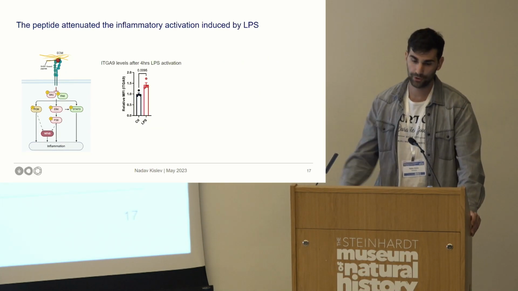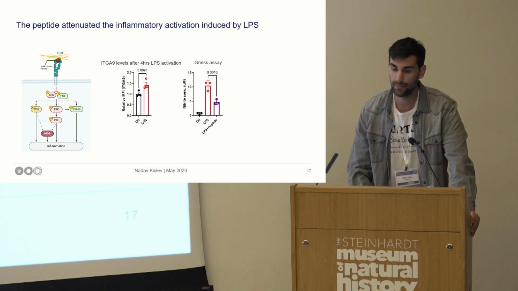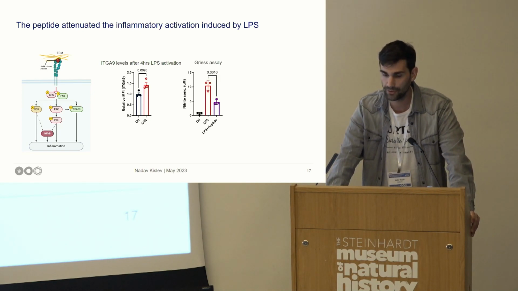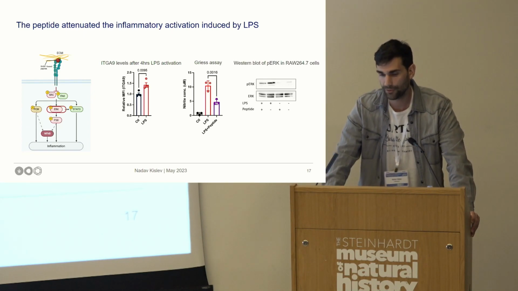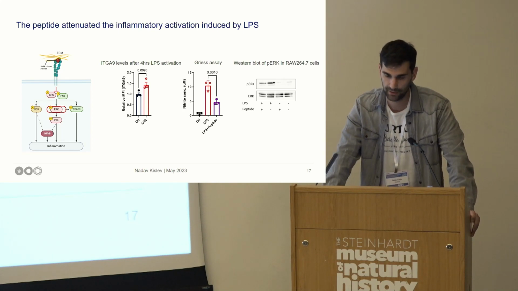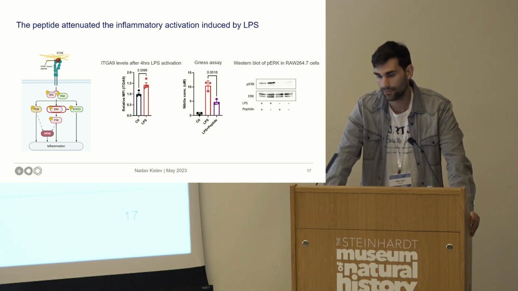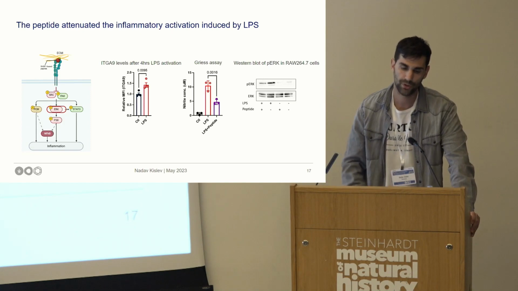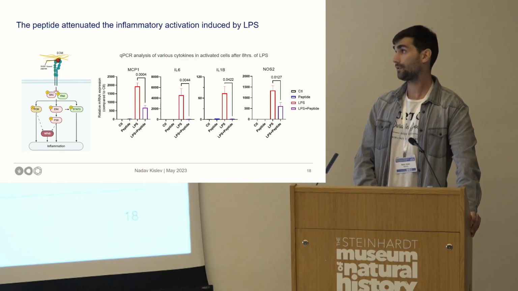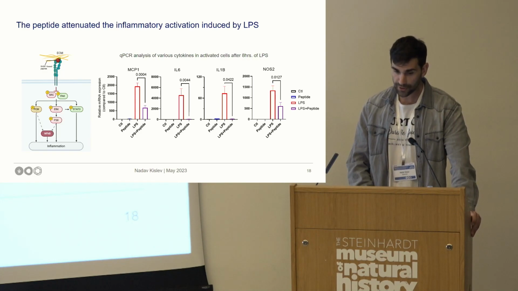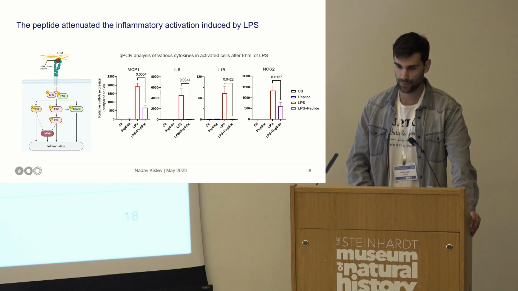We then moved on to study its effect on inflammation. We induced inflammation using LPS, and co-incubation of the cells with LPS and the peptide reduced both nitrite levels and also the phosphorylated ERK fraction, which is one of the downstream effectors of the pathway. It also lowered the cytokine levels as well.